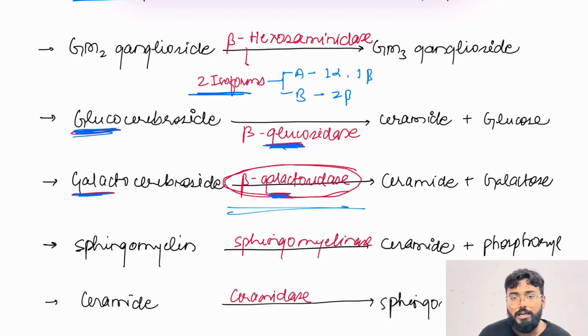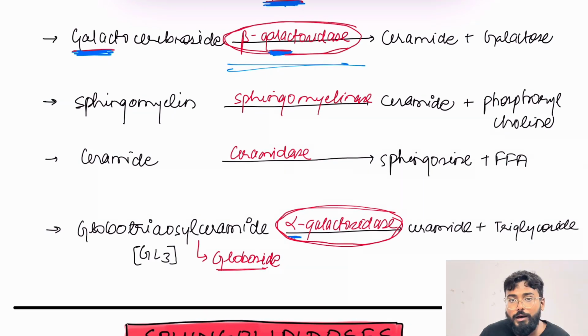Again, we have cerebrosides that are of two types, glucocerebrosides and galactocerebrosides. Glucocerebrosides are broken down by beta glucosidase, forming ceramide plus glucose. So gluco goes with gluco. The enzyme responsible for breaking galactocerebroside is beta galactosidase. So here again, galacto goes with galacto. The enzymes are really easy to remember, because gluco goes with gluco and galacto goes with galacto.